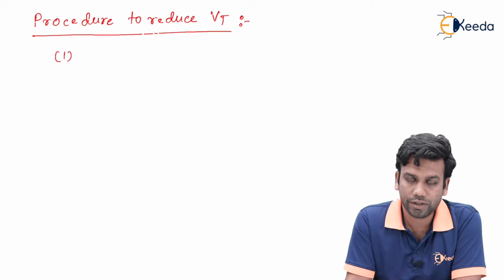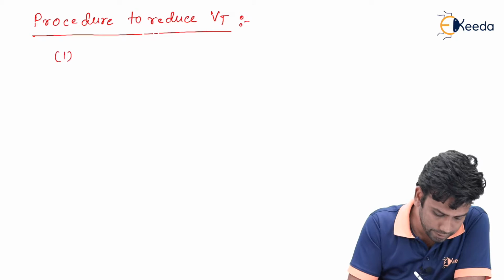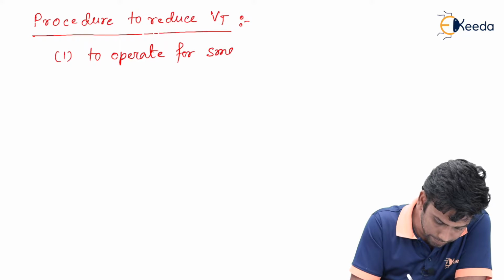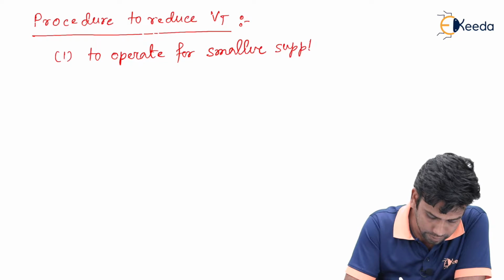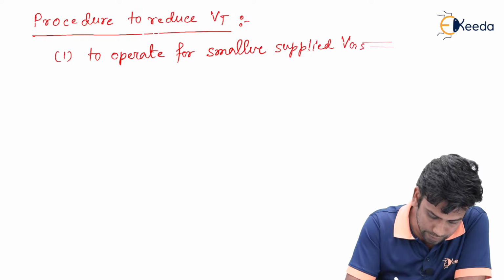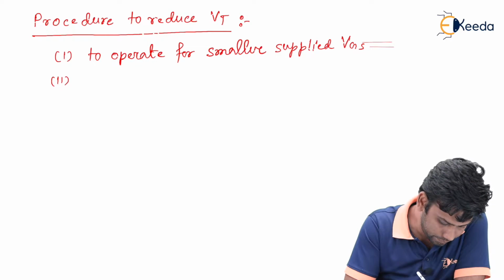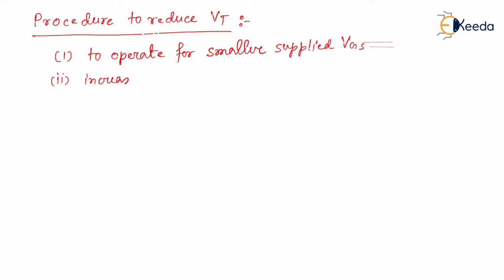The first advantage of smaller threshold voltage is that it helps the E-only MOSFET to operate for smaller supplied gate to source voltage. The second one is that it increases the compatibility of the device.